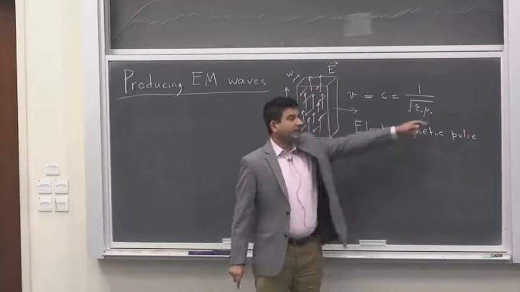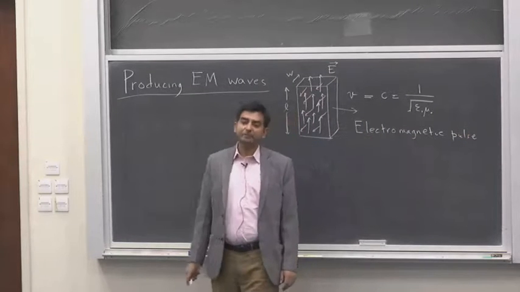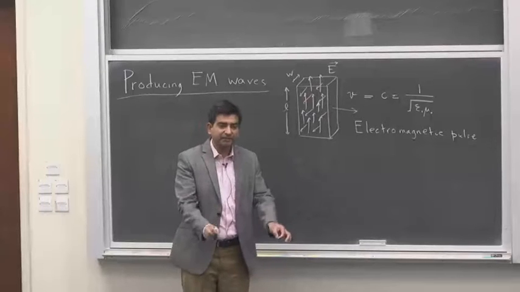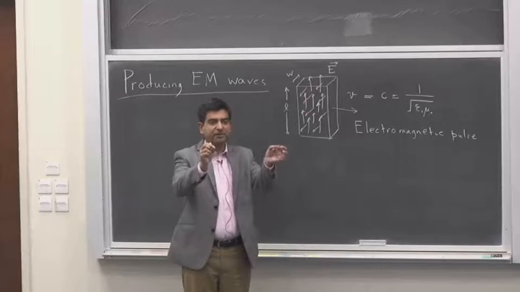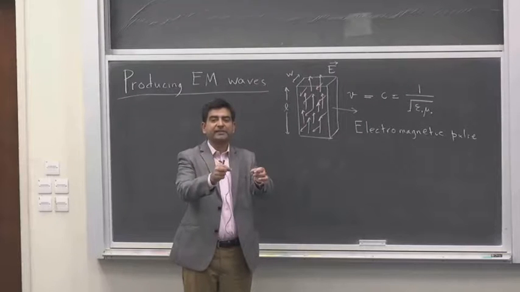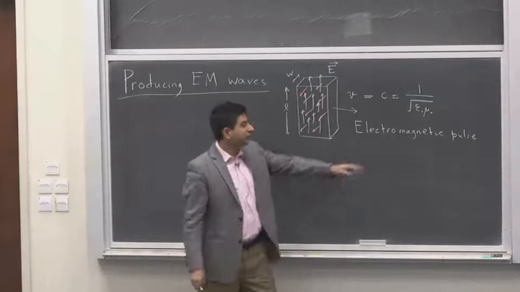Now mu naught is defined by the definition of an ampere. So you have two current carrying wires which carry 1 ampere of current each. You can find the force between these wires, which can be measured. That defines an ampere, and the force is given in units of mu naught. So mu naught is defined.